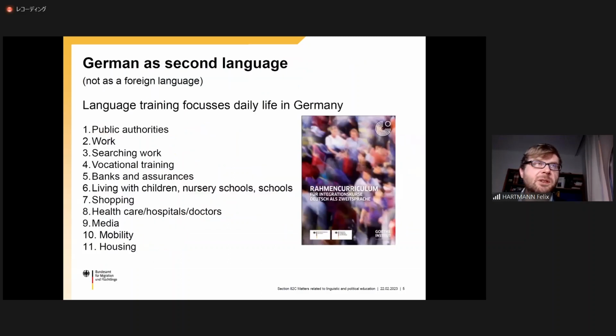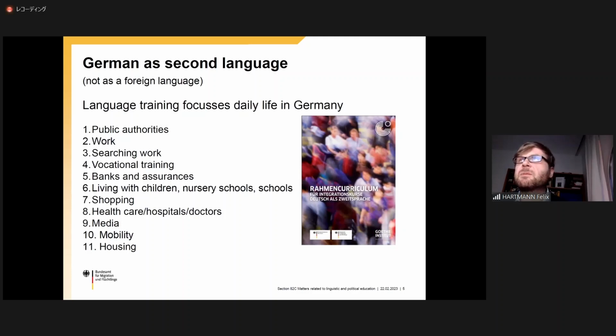I want now to go to the integration course. Before I talk to you about the orientation course, I would like to mention something about the language course, because I think many aspects you would expect in an orientation course, you already find in the language course. This is because we understand the German language taught in the courses as German as a second language, not as a foreign language. So every exercise should be based on communication situations of daily life in Germany.